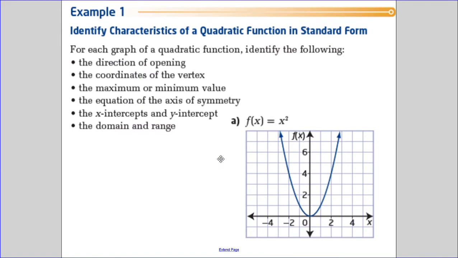Alright, so I've got 4 different examples here, and in each one it's the same thing. In each one, we're going to find the direction of the opening, the coordinates of the vertex, the maximum or minimum value, our axis of symmetry, our x and y intercepts, and then our domain and range. For each one of these, I would like you to pause the video along the way, try them out, see how much you can come up with on your own, and then come back when you're ready to go over the answers. In these ones, we're going to see the graph and the equation, and we just need to label those characteristics. So pause the video, give it a try, and come back when you're ready to go through.